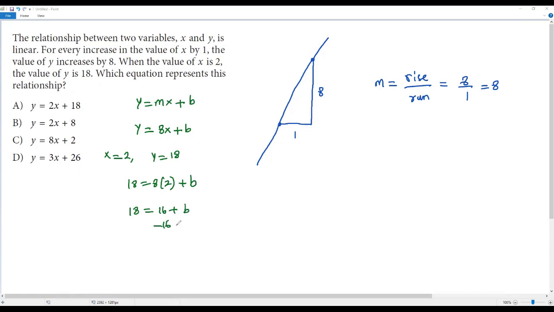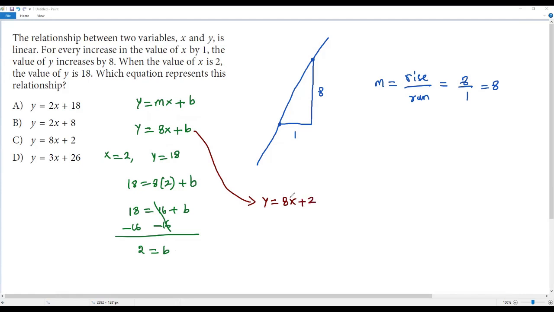Let me subtract 16 from both sides of the equation. Positive 16 and negative 16 will cancel out. When I simplify this, I am getting 2 on the left side, and on the right side we have b. Okay, here I got the value of b. Now let's plug in the value of b over here in this equation. Then the equation becomes y equals 8x plus 2.